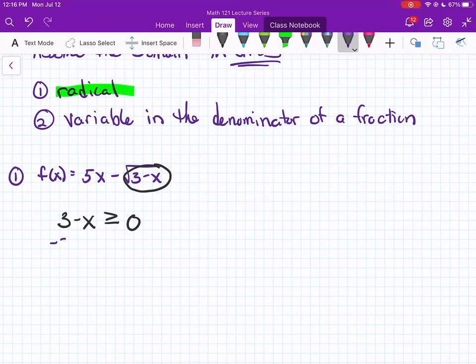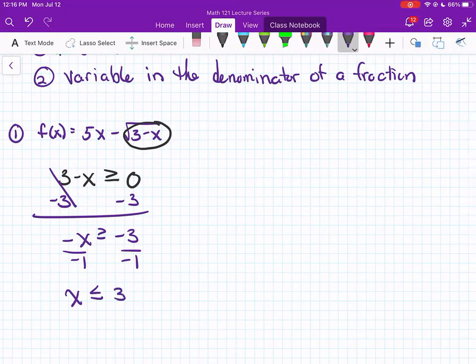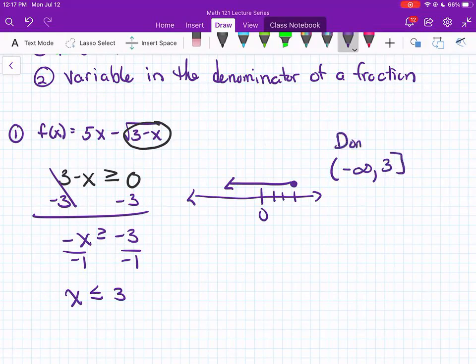So here I will subtract 3, and I get negative x is greater than or equal to negative 3. Dividing by negative 1, and then flipping my inequality, I get x is less than or equal to 3. When I put this on a number line, notice 3 is included, so it's a closed dot, and x has to be less than or equal to 3. So my domain is going to be an interval from negative infinity to 3.